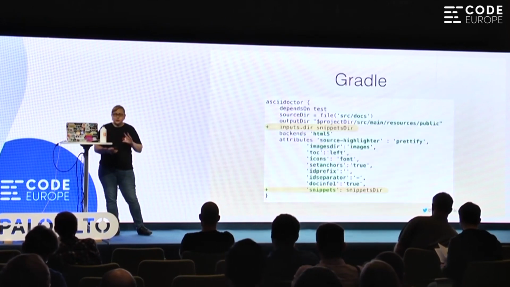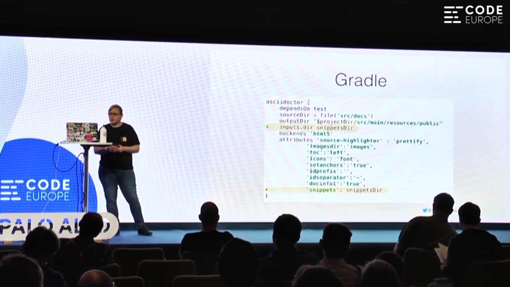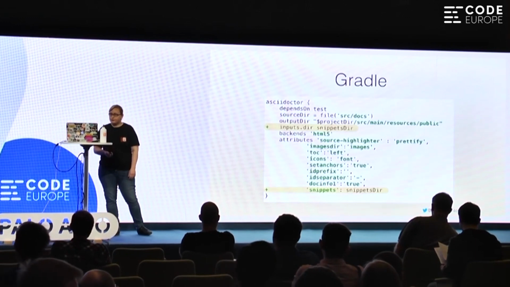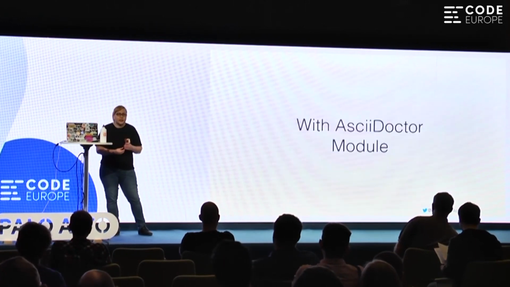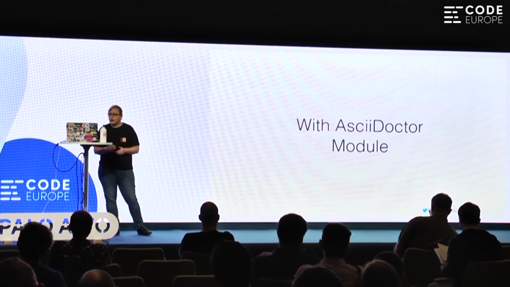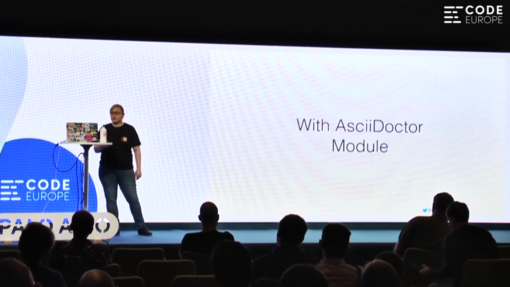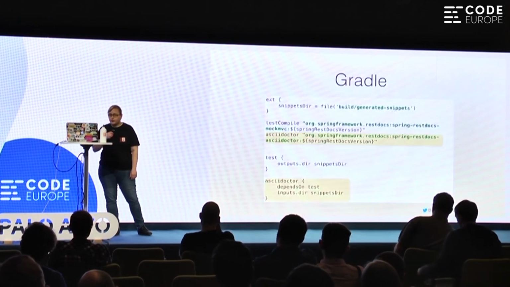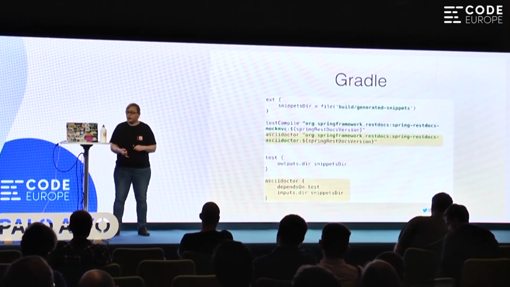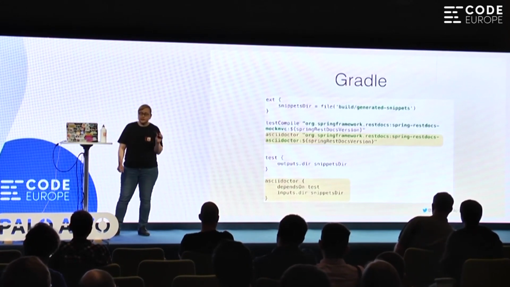Okay. We also need to kind of tell AsciiDoctor where to find these things that we're generating so that it can include them in our documents. With the new version that came out on Monday, there is now this AsciiDoctor module, which you can reduce this down even further. So you add, and it's not a compile dependency. It's really important that it's the ASCII doctor there.